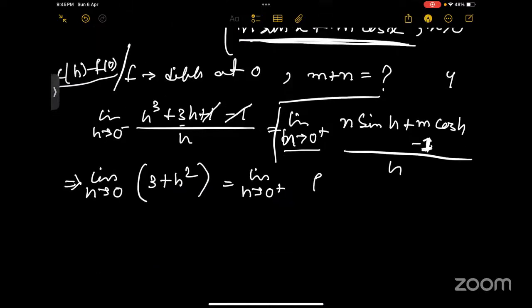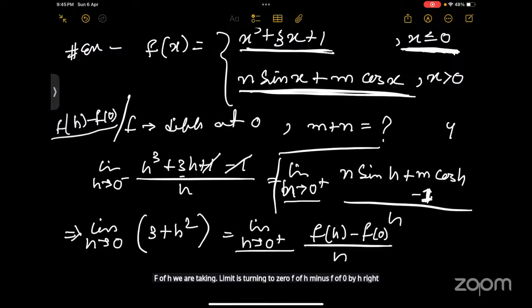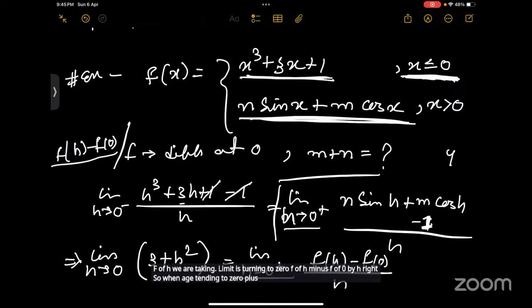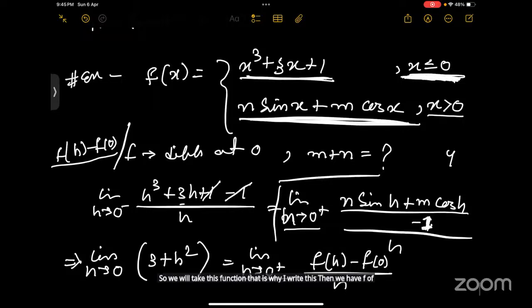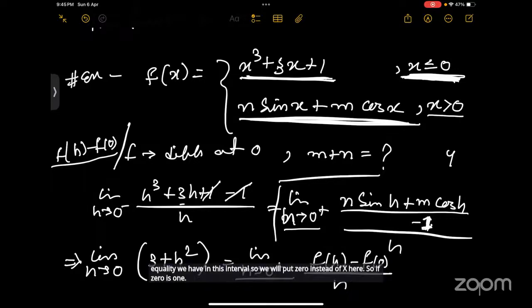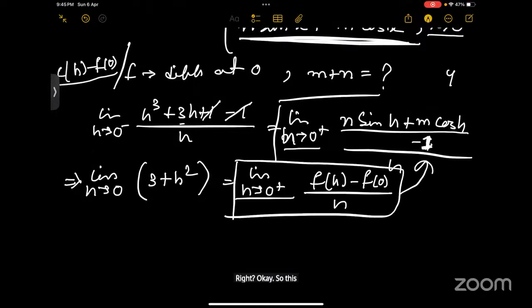Limit h tending to 0, f of h minus f of 0 by h, right? So when h tending to 0 plus means h is greater than 0, that means in this domain, so we will take this function. That is why I write this. Then we have f of 0. Equality we have in this interval, so we will put 0 instead of x here. So f of 0 is 1, right? Okay. Now in the next step we can write this. This is fine, right?